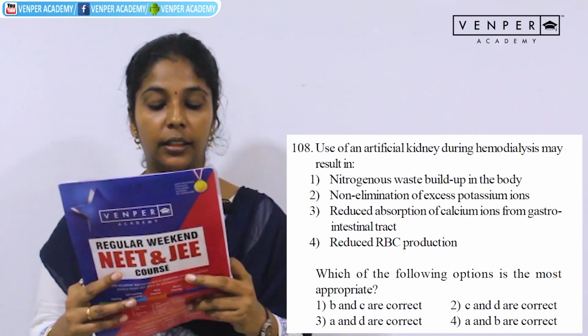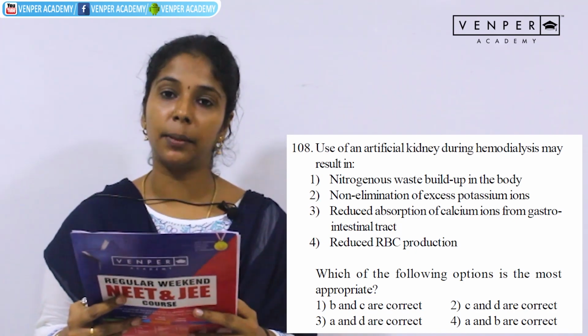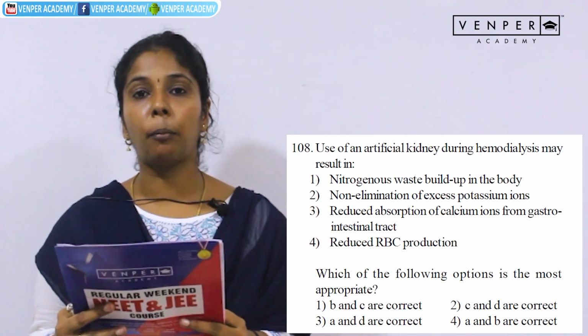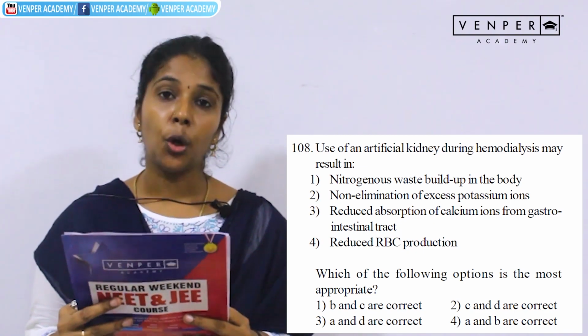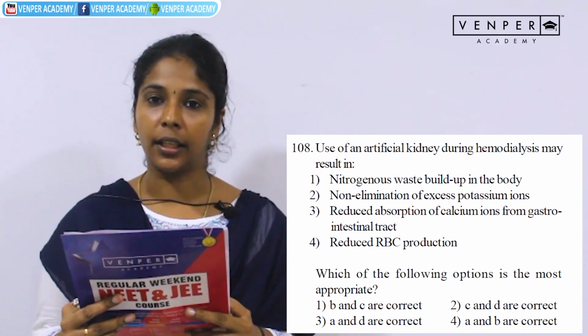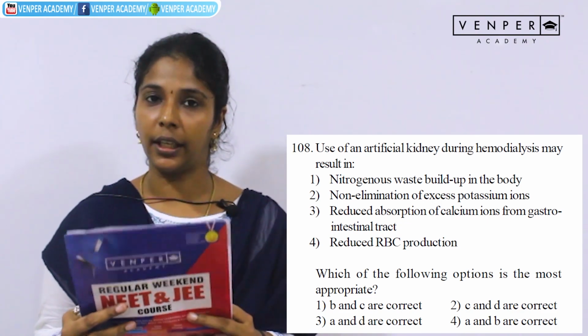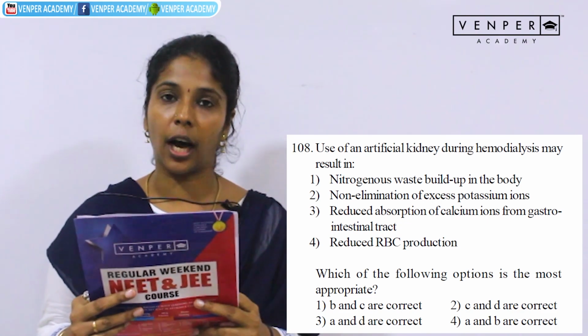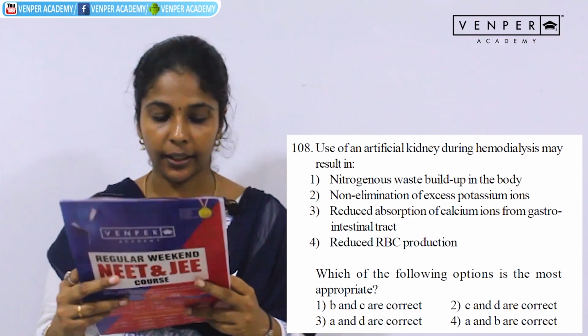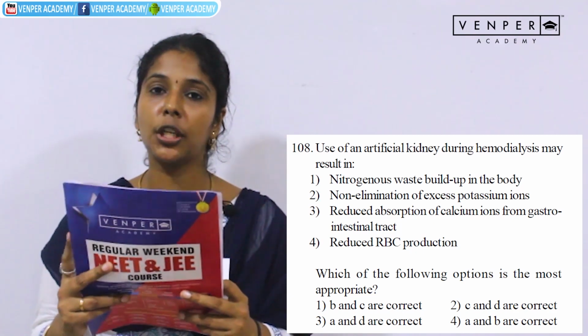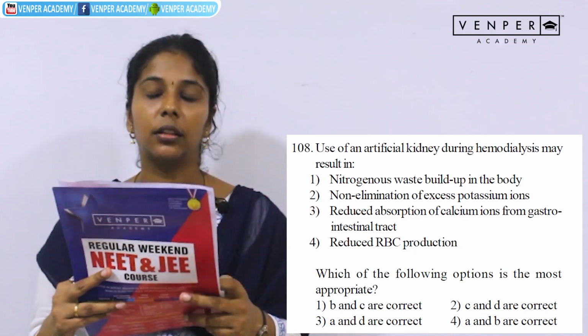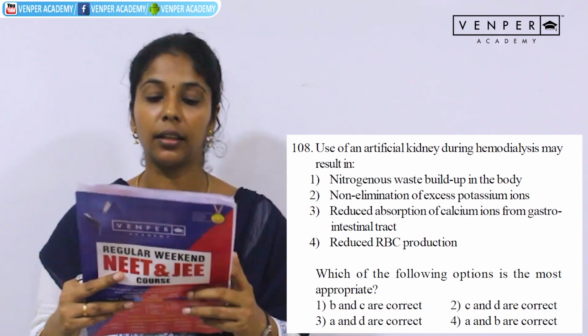C is correct. Option D is reduced RBC production. Kidney secretes an important hormone called erythropoietin which helps in the production of RBC. Again, when there is a problem with the kidney, there is decreased production of RBC. So D is also correct. So the correct option for question number 108 is option 2. C and D are correct.